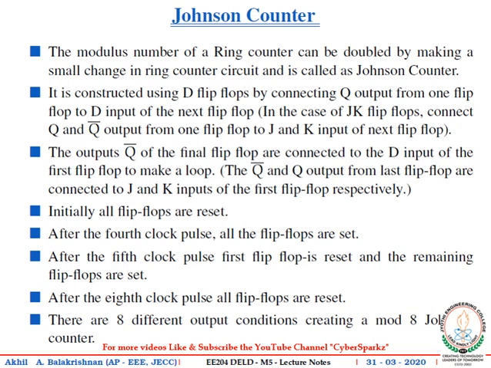If we are using a JK flip-flop, the connection is like this. The Q and Q bar outputs of the first flip-flop will be connected to the J and K inputs respectively of the next flip-flop and so on. And to make the loop connection, the Q bar and Q outputs from the last flip-flop will be connected to the J and K inputs of the first flip-flop respectively. Because of this distinct nature in the connection of a Johnson counter circuit, a Johnson counter is also called a twisted ring counter.